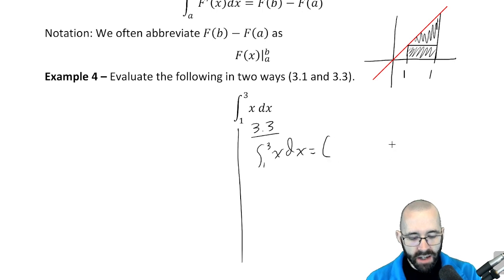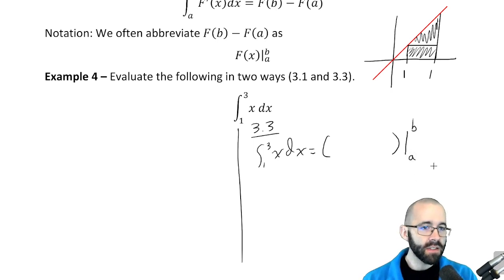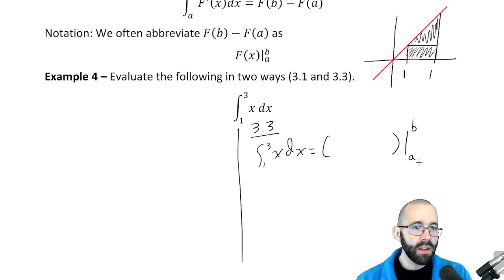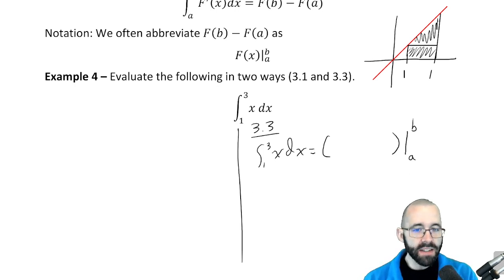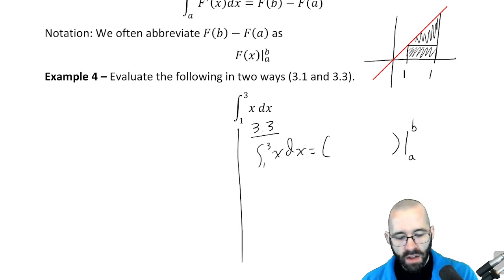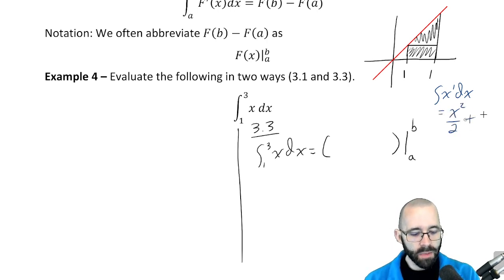Well, what is the antiderivative? Because if we can find the antiderivative, then we just evaluate it at the start and at the end and take the difference. So having this middle step just cleans things up a little bit. What's the antiderivative of x? We'll need the power rule. Think of it as x to the first power. So we add an exponent and divide by that exponent.